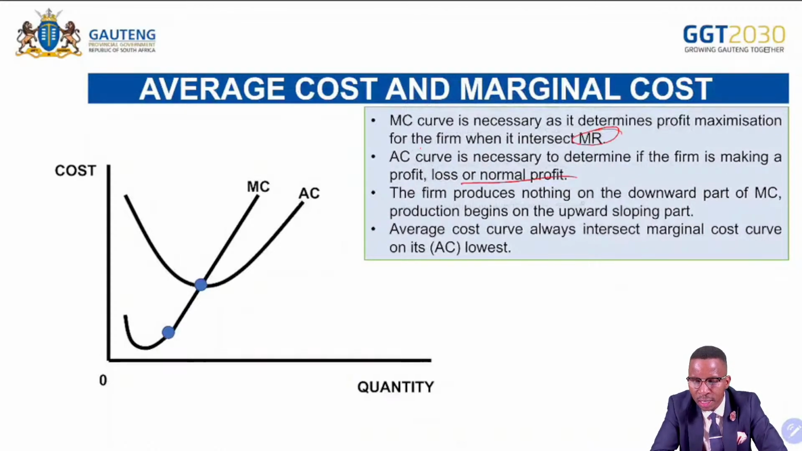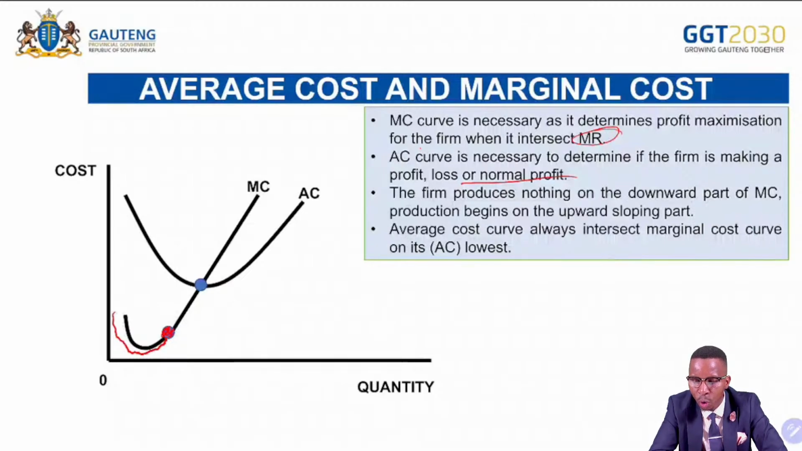The firm produces nothing on the downward sloping part of the MC. Whenever MC is still downward sloping like this, the firm will be producing nothing because our supply curve is upward sloping. So we cannot regard that part as the supply curve because it is downward sloping. The supply curve should be upward sloping from this point going up.